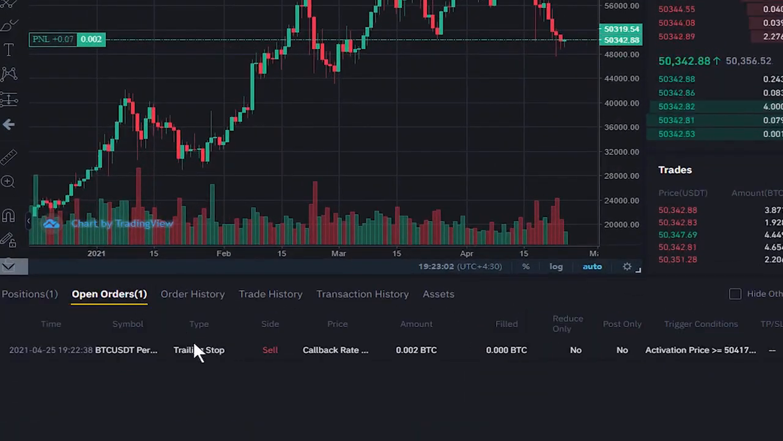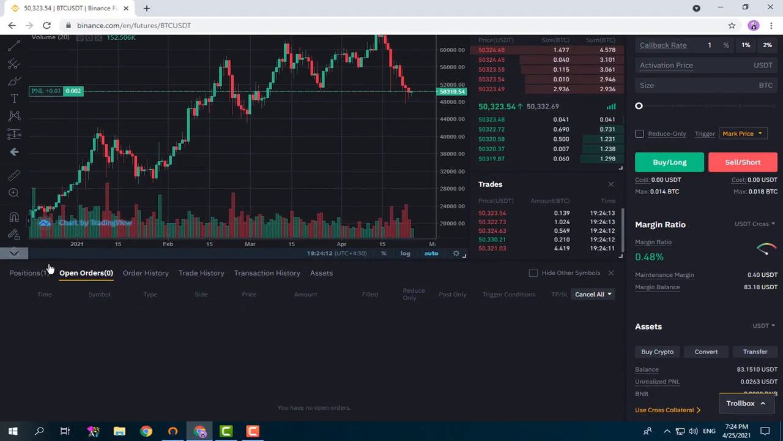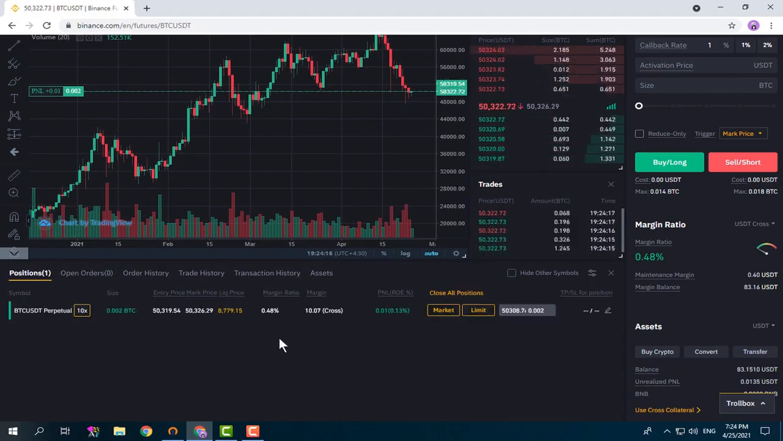By doing this, the trailing stop is 1% lower than the current price of the market. If the price goes down and hits this level, our long position will be closed with loss. And if the price goes higher, the trailing stop also moves higher and starts limiting the loss and locking profits if the price continues advancing. Let me cancel this order and explain another use of trailing stop order.